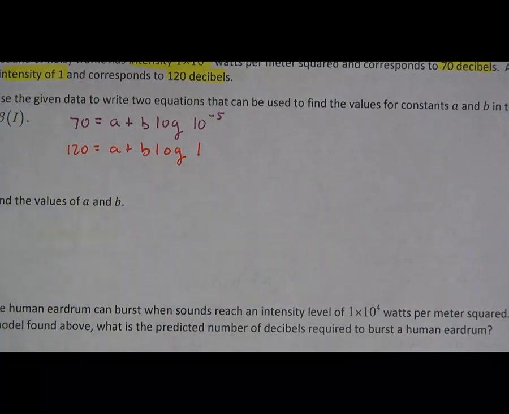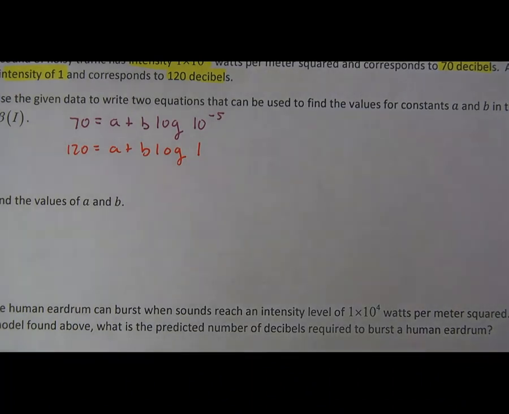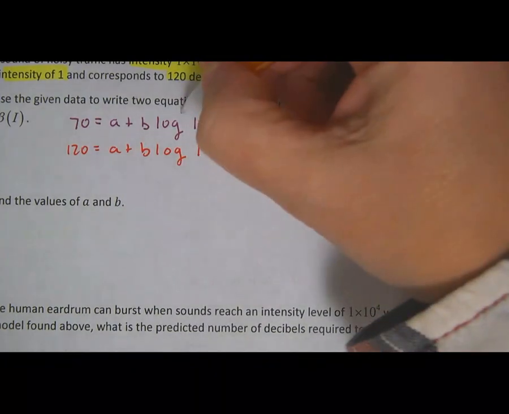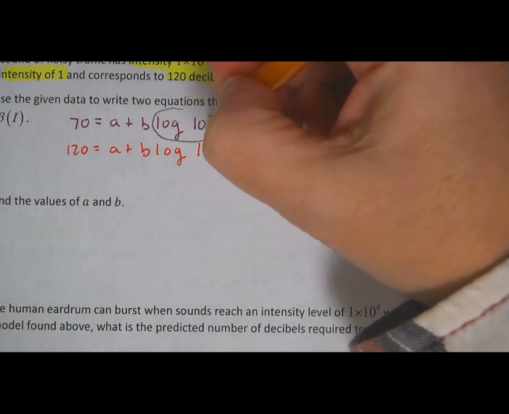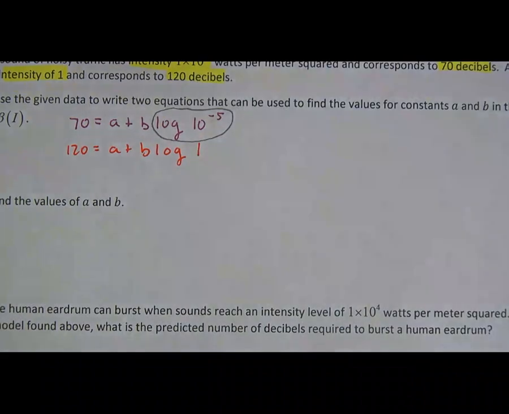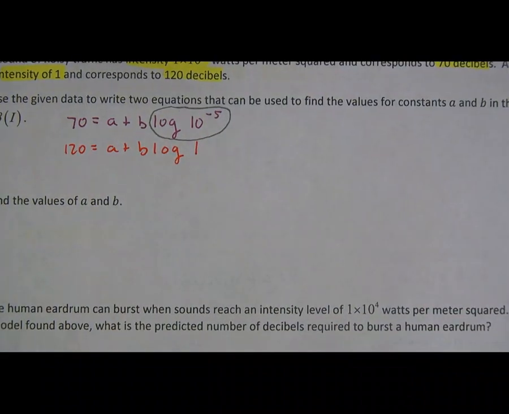Now, you can set this up for elimination. You can do the same thing you did on example 1, and you can get your answer. But if you know how to evaluate logs, this problem actually becomes a lot easier. So I'm going to lightly circle something. Log of 10 to the negative fifth. You should know what numeric value that equals. What is log base 10 of 10 to the negative fifth power?